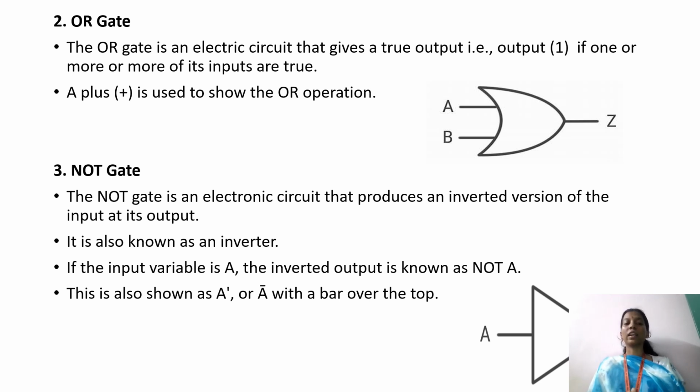Next, NOT gate. NOT gate, it is the electronic circuit which gives the inverted version of the input at its output, and it is also known as an inverter. If the input variable is A, the output is known as not A, and it can also be shown as A dash or A bar.